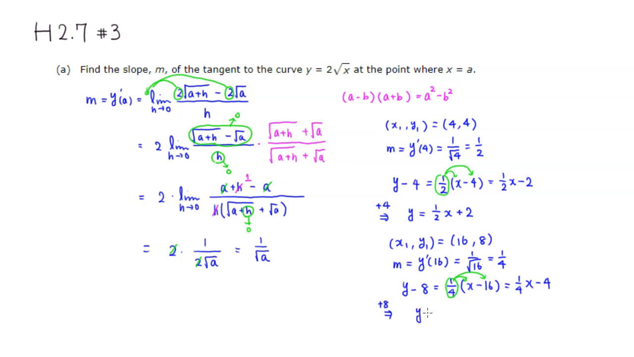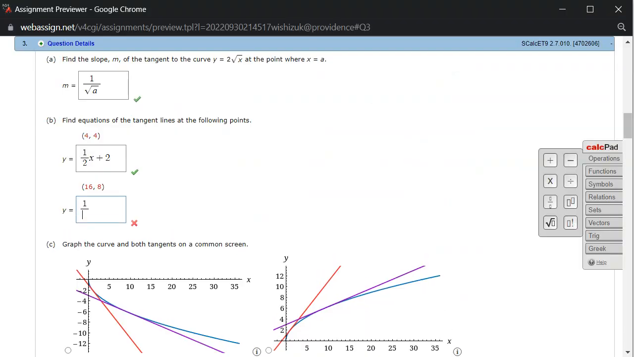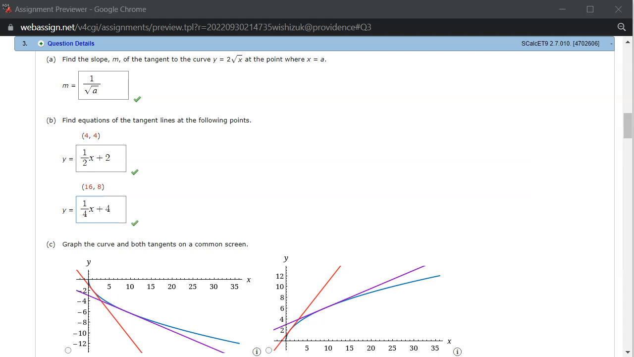So y is going to be equal to 1/4 x. Negative 4 plus 8 is positive 4. Right? Let's type it in. All right, so we got 1/4 x plus 4. All right, let's check the answer. All right, it came back and looks like we got the other tangent line correctly.